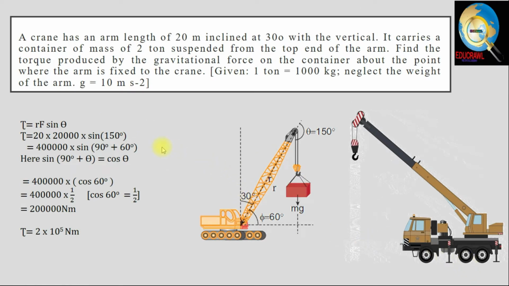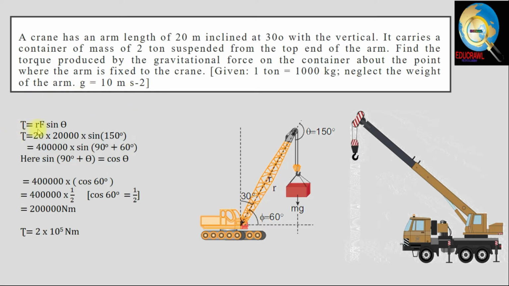The next problem: a crane has an arm length of 20 meter inclined at 30 degree with the vertical. It carries a container of mass 210 suspended from the top end of the arm. Find the torque produced by the gravitational force on the container about the point where the arm is fixed to the crane. Here the mass is given as 1000 kg. Neglect the weight of the arm, and g is given as 10 meter per second square. We need to find the torque.